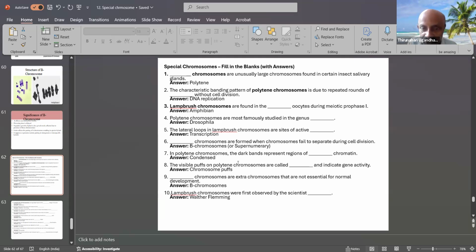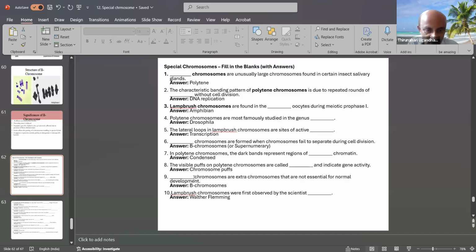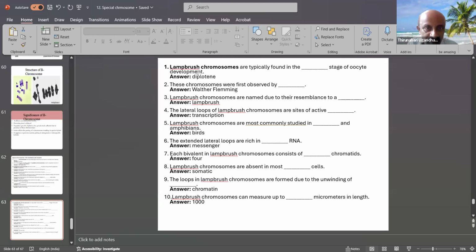In polytene chromosomes, the dark bands are repeated regions, which means condensed parts. The visible puffs on the polytene chromosomes are called chromosome puffs. Lampbrush chromosomes were first observed by the scientist Walter Fleming. Lampbrush chromosomes are typically found in the diplotene stage.